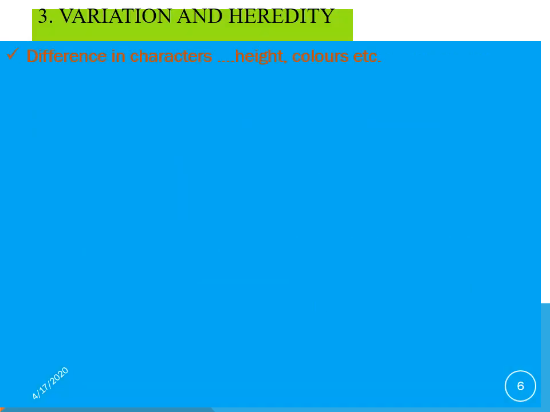And variation and heredity: difference in characters, height, coloration. Variations means changes. Variations occur in the body due to environmental conditions, due to mutation, and so on. Heredity means information that is transmitted from parents to offspring. A species shows variation and diversity of forms, and no individuals of a species are exactly alike, even offspring of the same parents. These differences are the variations.